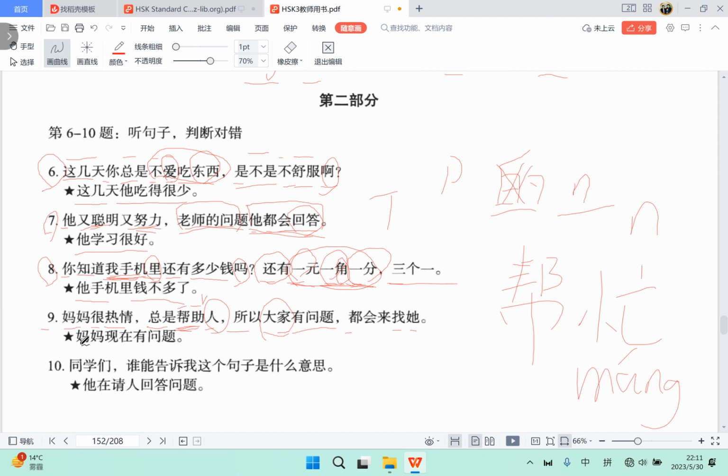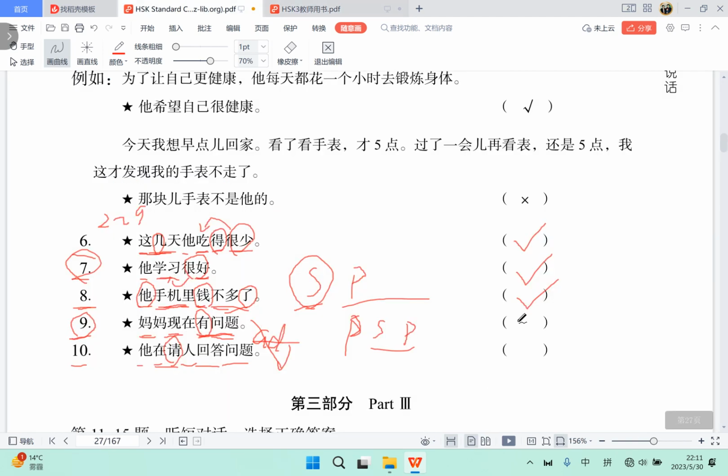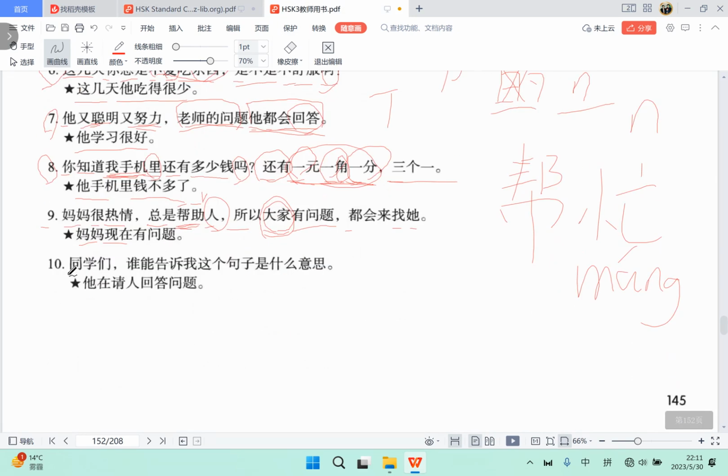Okay, the statement is 妈妈现在有问题. It hasn't been mentioned; it's 大家, the other people, who have problems. So 妈妈没有问题, so this one is incorrect, it's false. And number 10, 同学们, so students. I think the person who said this sentence should be a teacher, right?